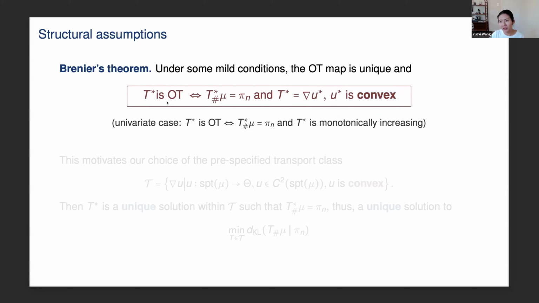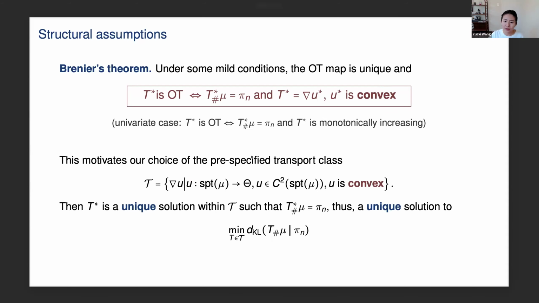So the reverse is also true. If you can find a convex function such that its gradient function can push mu to pi n, then this gradient function is the OT map. In the easiest case, when you have a univariate, so you want to push a one-dimensional to a one-dimensional, then the gradient of convex can be simplified to be monotonically increasing. And this is why this is only valid if you use the L2 loss. This is also why we said the rank preserving property will only be valid if you minimize the L2 loss.